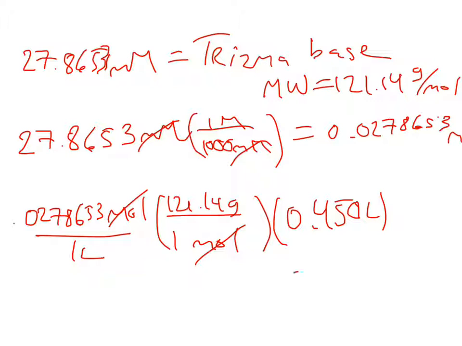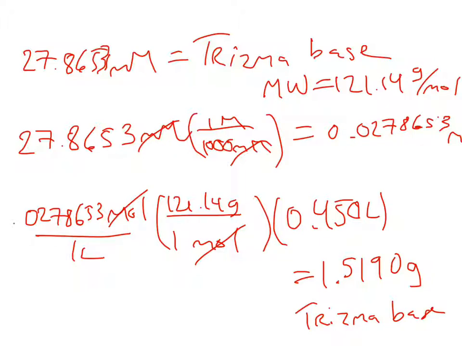I get 1.519 grams of trisma base. So now, if you notice, from the last one, we had 1.5698 grams of tris HCl, but we have fewer grams of trisma base.